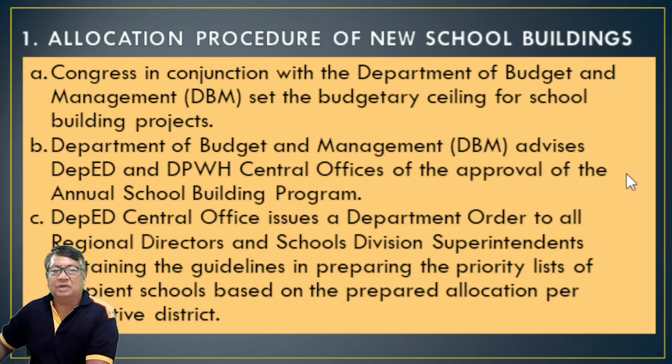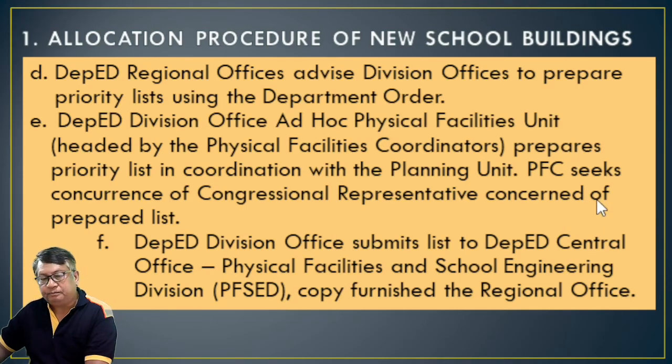The Congress, in conjunction with the Department of Budget and Management or DBM, sets the budgetary ceiling for school building projects. The Department of Budget and Management advises DepEd and DPWH Central Office of the approval of the annual school building program. DepEd Central Office issues a department order to all regional directors and school division superintendents containing the guidelines in preparing the priority list of recipient schools based on the prepared allocation per legislative district. Okay, so DepEd regional offices advise division offices to prepare the priority list using the department order. Letter A, DepEd division office ad hoc physical facility unit headed by the physical facility coordinators prepares the priority list in coordination with the planning unit.